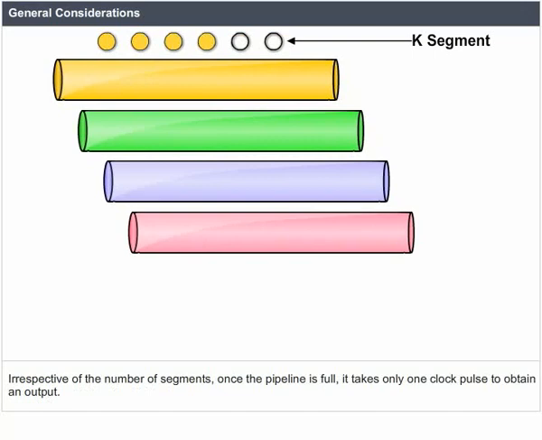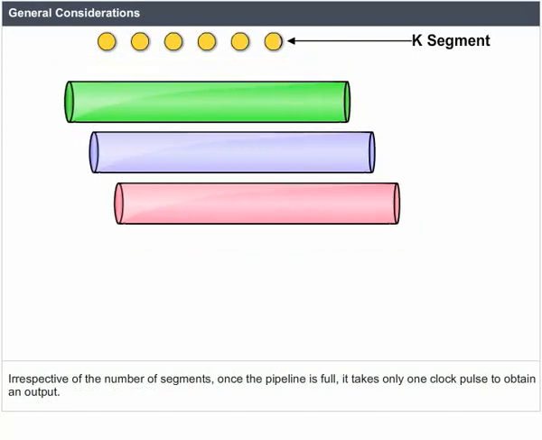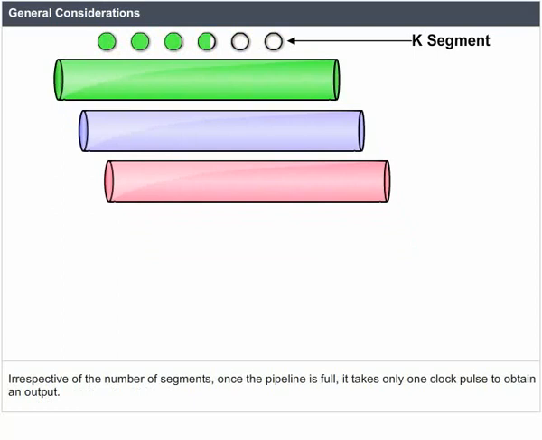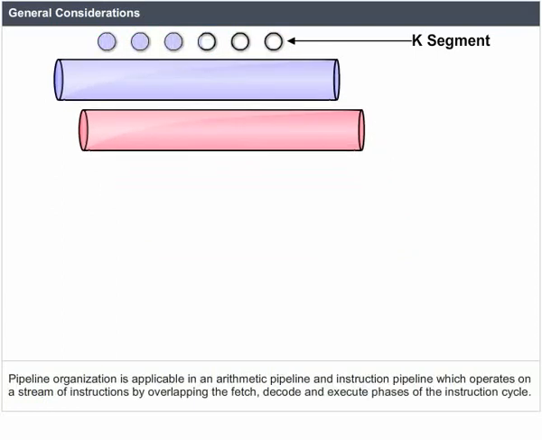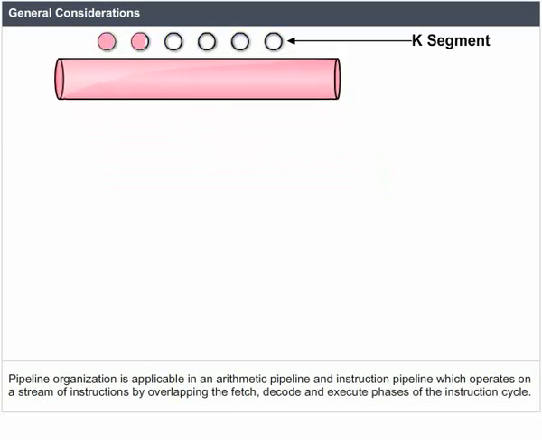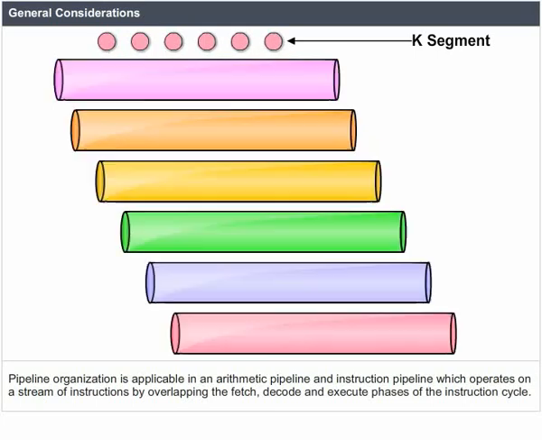Irrespective of the number of segments, once the pipeline is full, it takes only one clock pulse to obtain an output. Pipeline organization is applicable in an arithmetic pipeline, and in an instruction pipeline, which operates on a stream of instructions by overlapping the fetch, decode, and execute phases of the instruction cycle.